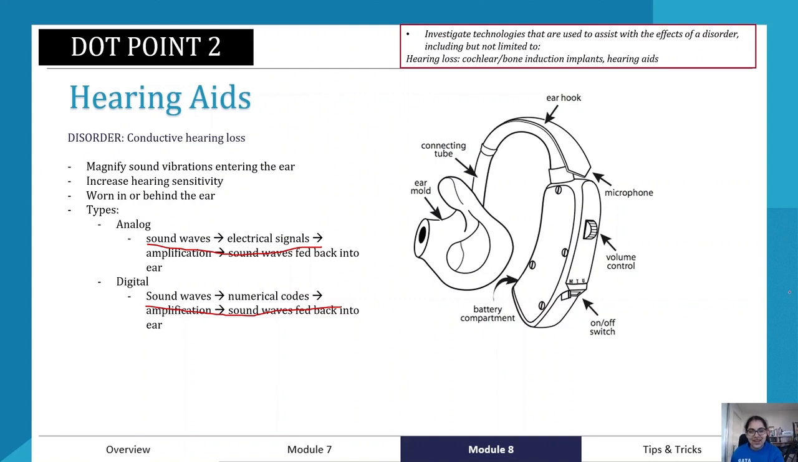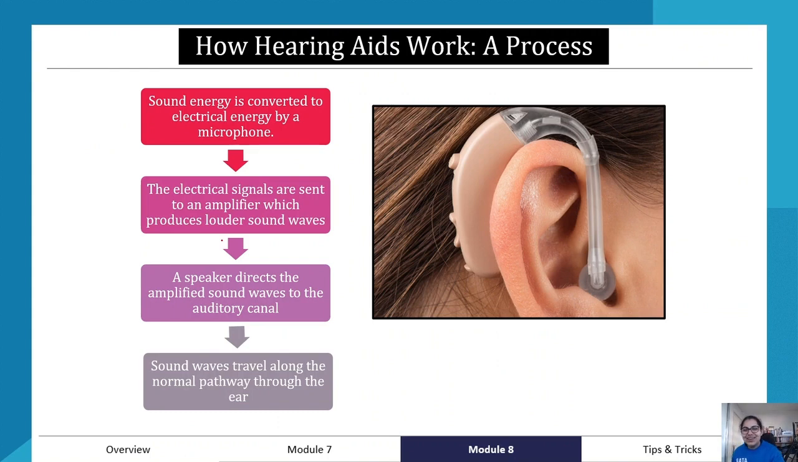Please ignore my attempt at drawing a straight line. Let's move on. So how do they work? Here's a more detailed process.